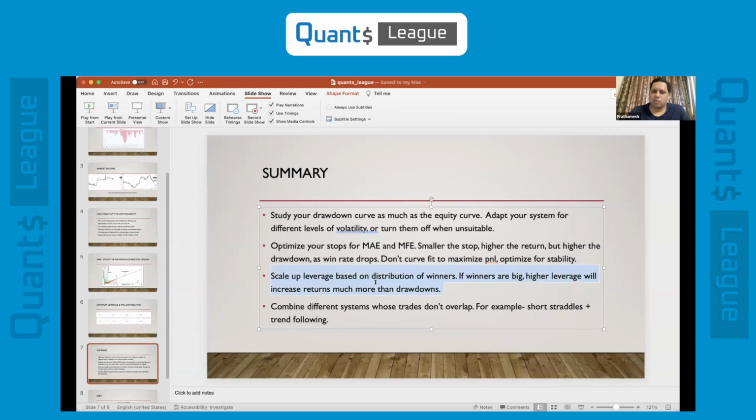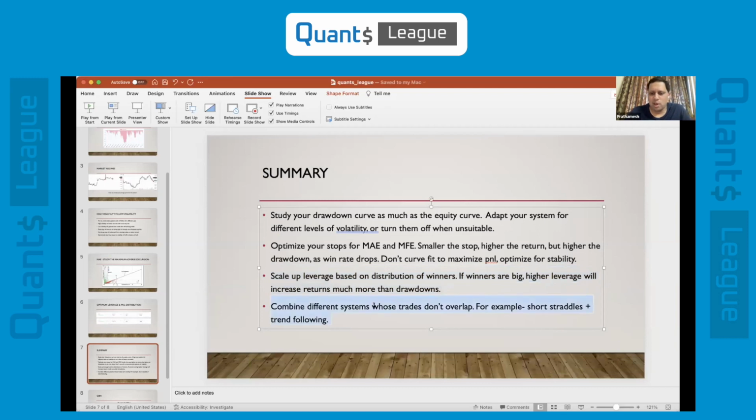Finally, scale up leverage based on the distribution of your winners. So plot a distribution of your winning trades to see how big they are relative to the rest. If your winners are very big, especially your biggest winners, then higher leverage is going to be much more useful. Your drawdown goes up, but your return goes up even more, much more than the drawdown.